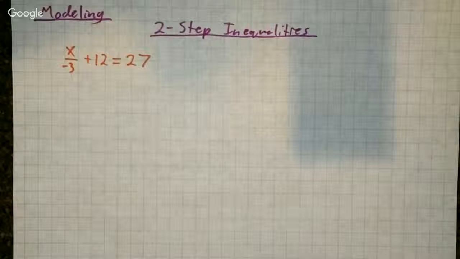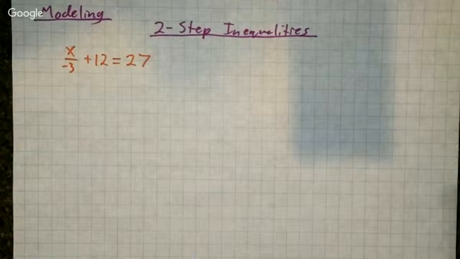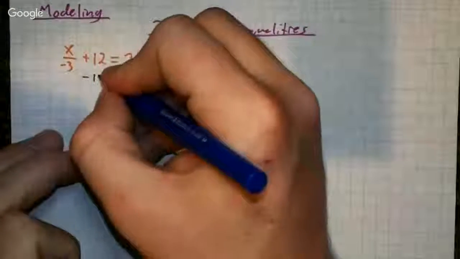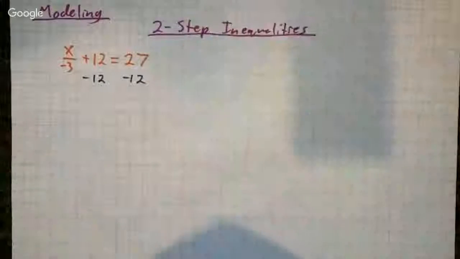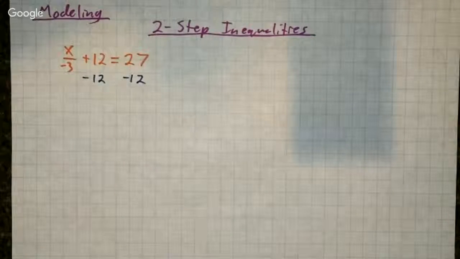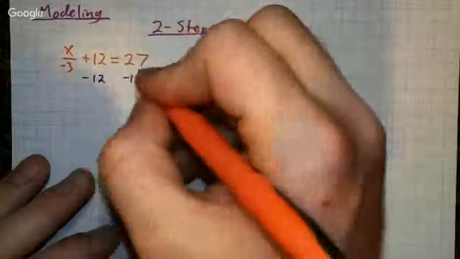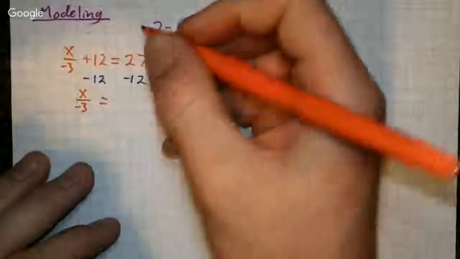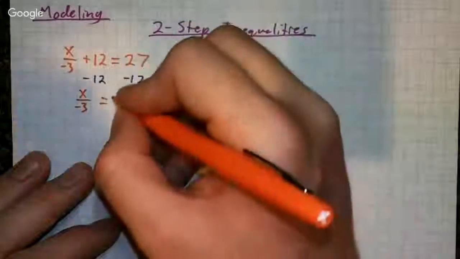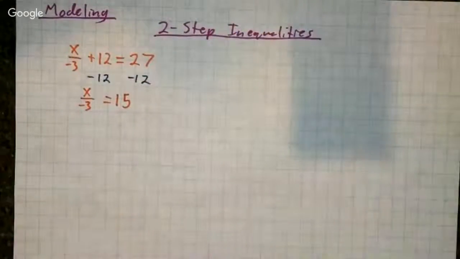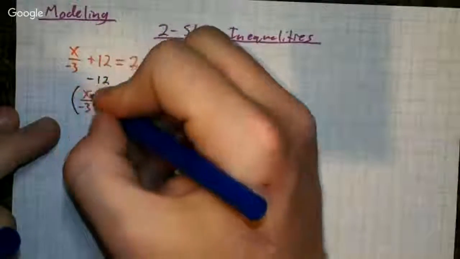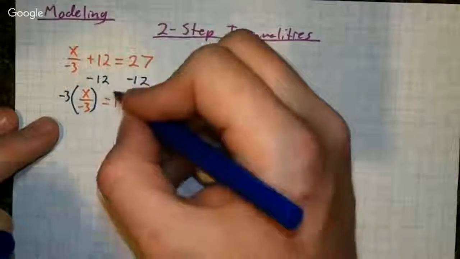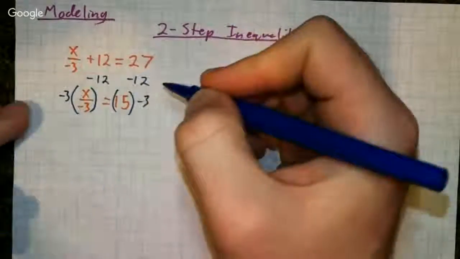It's a two-step equation. The first step is to subtract 12 from both sides, because that means we're keeping everything the same. Now our new equation is x over negative 3 equals 27 minus 12, which is 15. Then we multiply this side by negative 3, since negative 3 would be negative 3 over 1, and we multiply the other side by the same, negative 3.